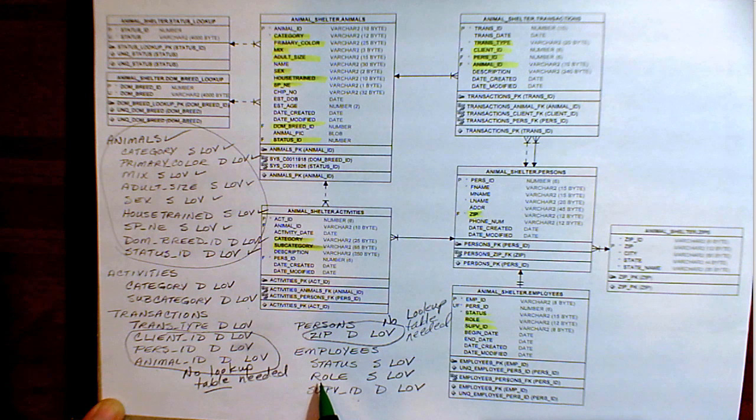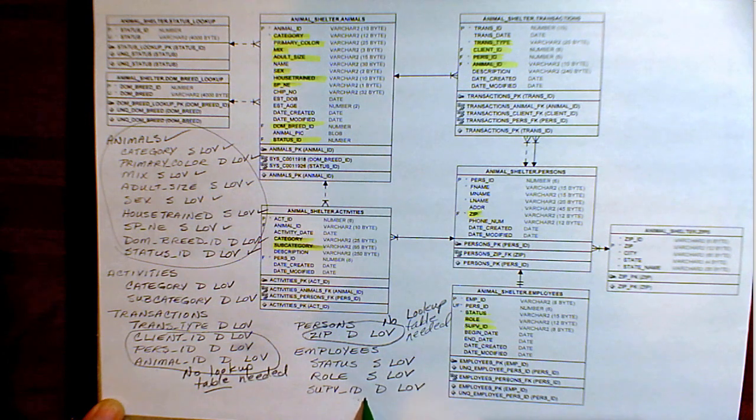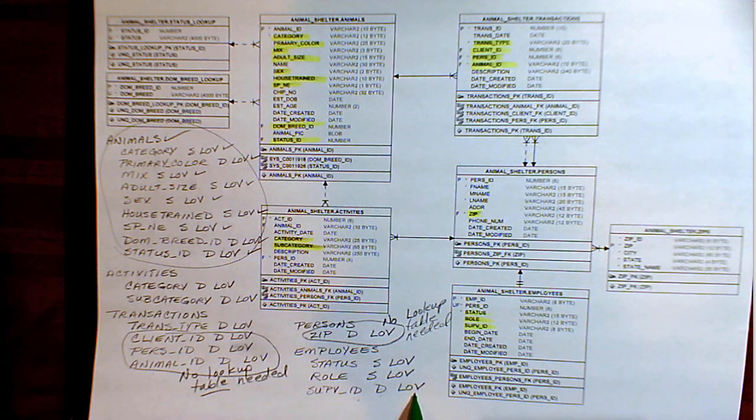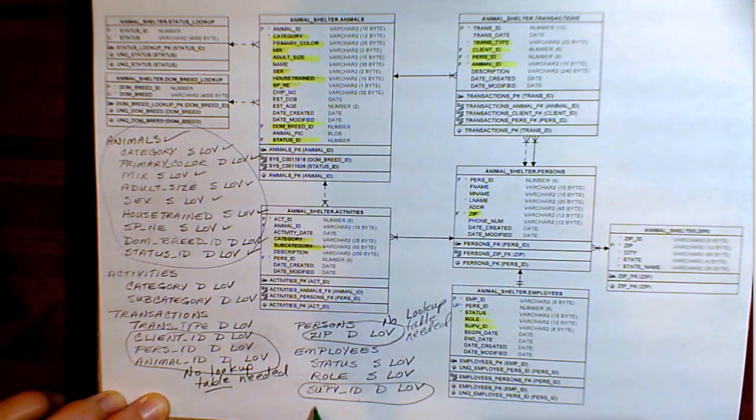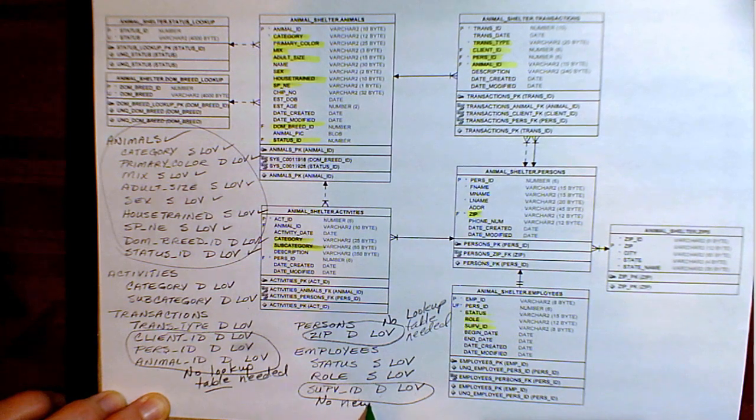We're going to create 2 static LOVs, one for status, one for role, in the employees table. And again, the supervisor ID is a dynamic LOV that's going to come from data in the existing tables. So we don't need to create that. So that's no new table.